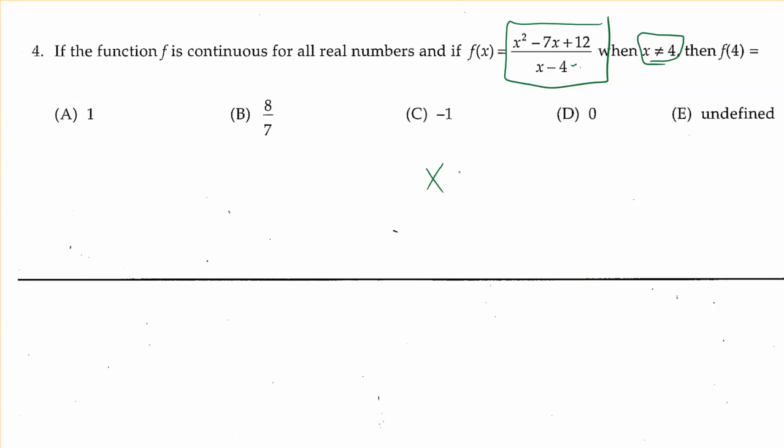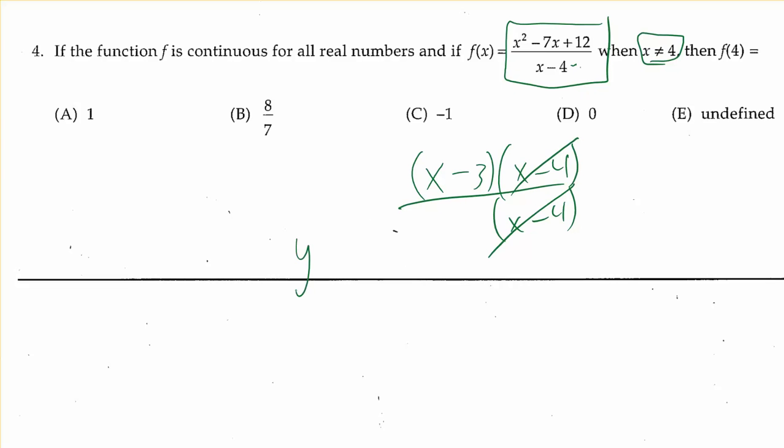If we just factor the top, we're going to get rid of that x minus 4, which is going to give us our hole. So it's going to look like y equals x minus 3 everywhere except for at 4 where the hole is. So then if I plug 4 in, 4 minus 3 is 1.